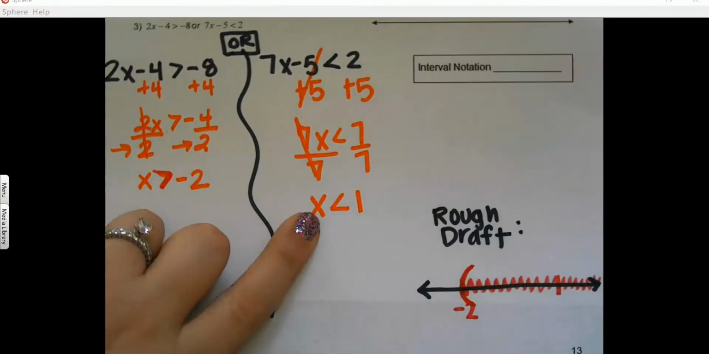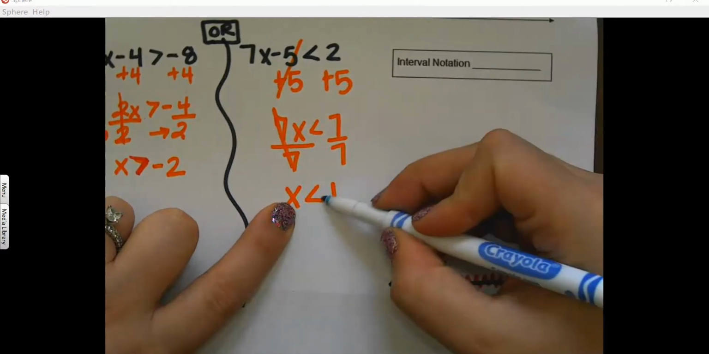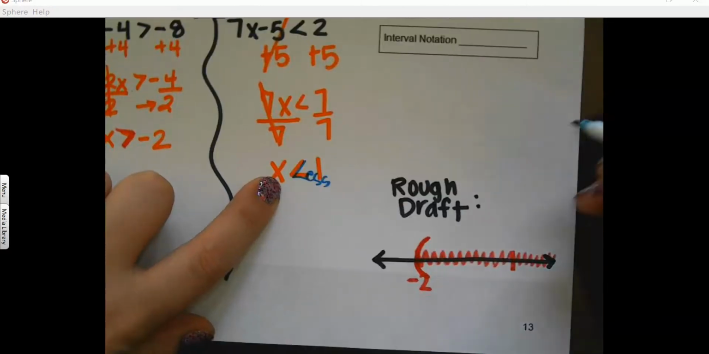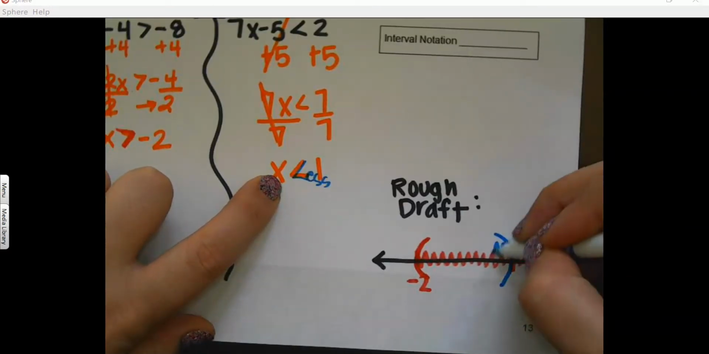Here it says, shade all the numbers that are less. Makes an L for less. Less than 1. So that would be all the numbers on the left here.